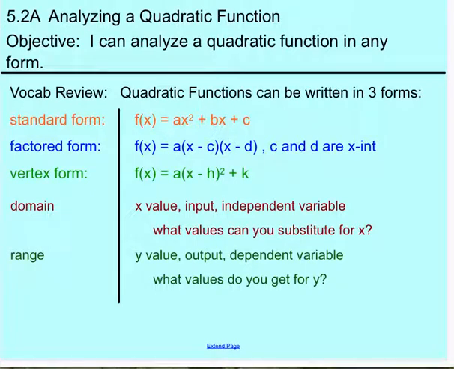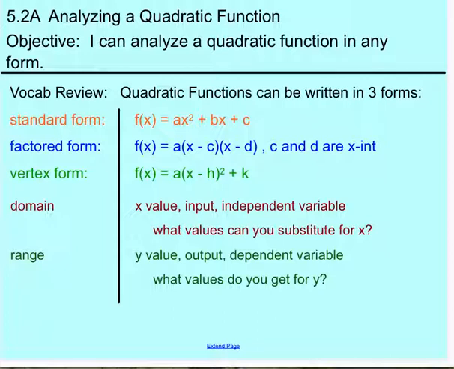So we are on section 5.2a. We spent 3 days taking a look at how to graph a function from vertex form, looking at the transformations: translations, shifting it left or right or up or down, the reflection if it opens up or down, and scale changes, multiplication by a scale factor. So we're going to start to look more at the standard form and the factored form and how to work with those types of quadratic functions as well.